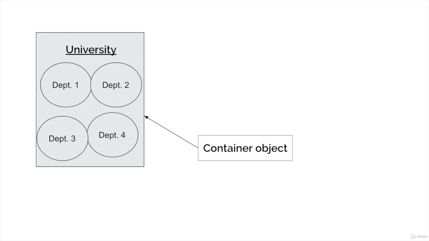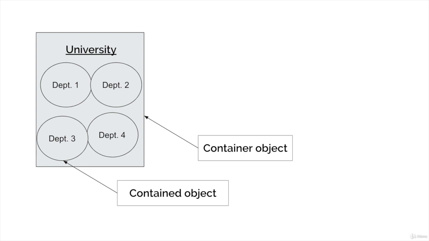This university is known as the container object. In the object oriented world, a department is known as the contained object, because the university acts as a container which has departments. The department is within the university, hence it is known as the contained object. Now, a department cannot exist without a university. So if the university is destroyed or shut down, the departments will automatically be shut down.